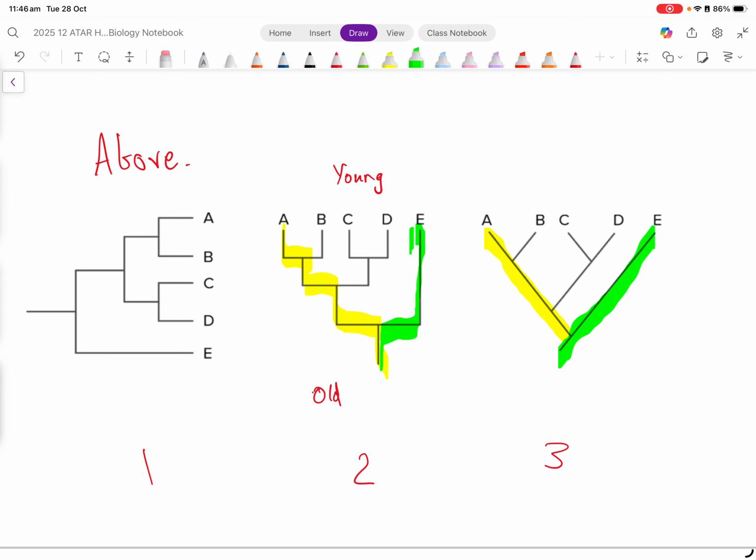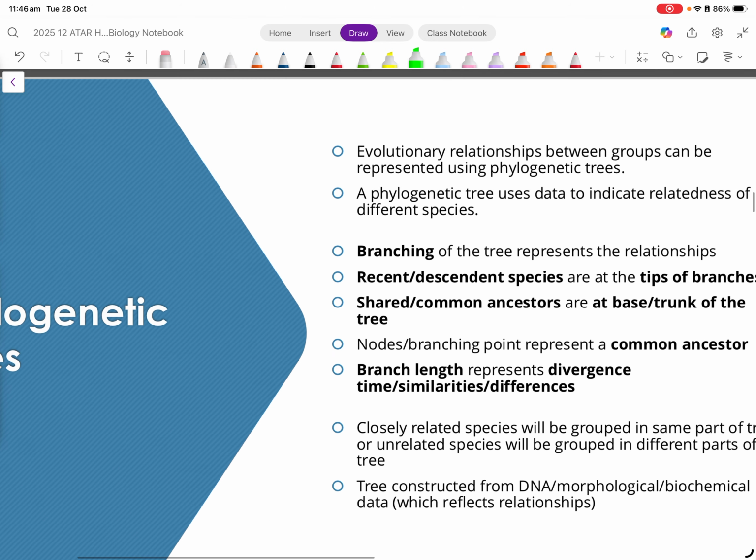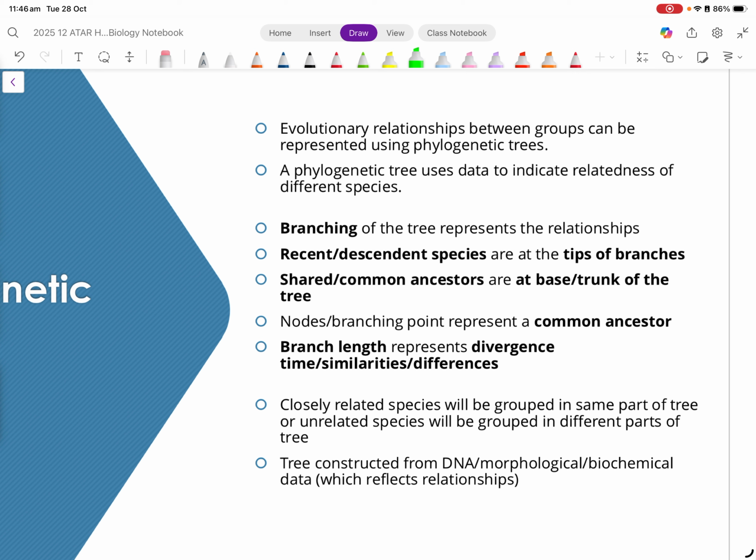So to look at some rules, what we had up on the screen at the very beginning of this lesson, phylogenetic trees help to show us the relationships between different species, between different groups. And so what that can be used for is indicating how related different species are to one another. So we've spoken about the branching, we've spoken about recent species being at the tip of the branches, and we've also mentioned that common or shared ancestors will be at the base of the tree itself. The nodes themselves represent that common ancestor, and the branch length is going to represent the splits along the way, or the similarities or the differences.